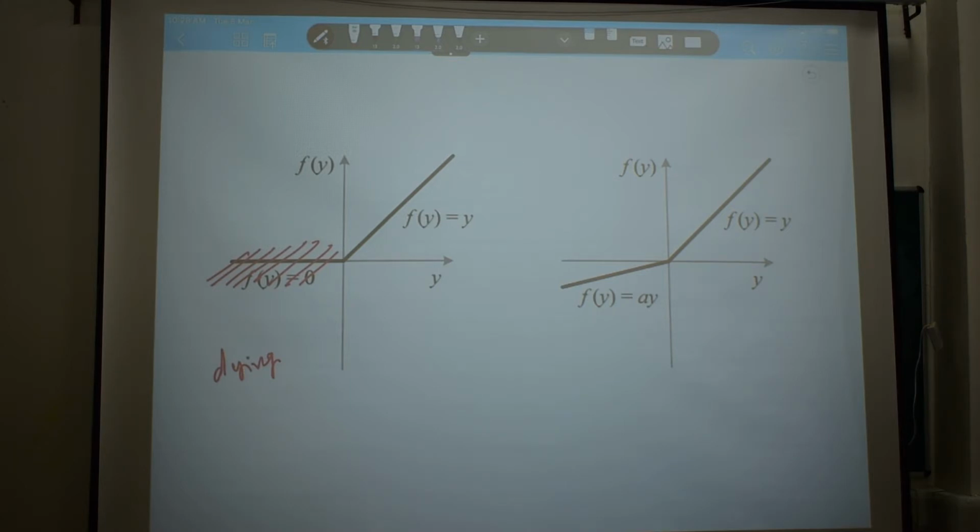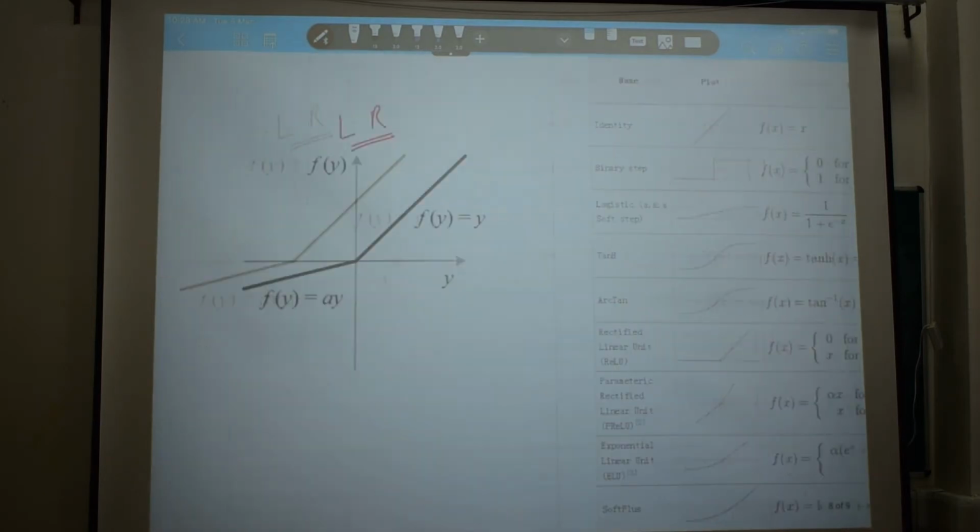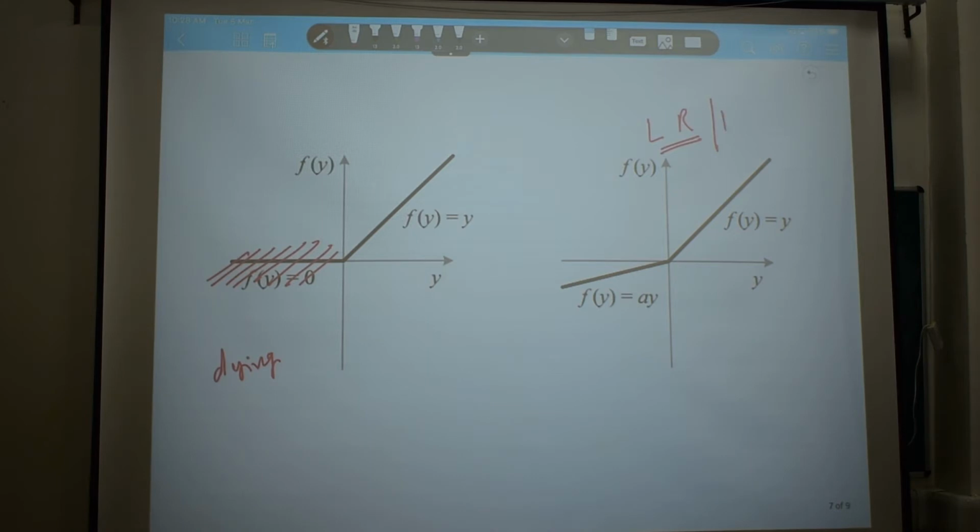To work with this dying ReLU, they have come up with a leaky ReLU. Then they have come up with the parametric ReLU, then exponential ReLU, randomized ReLU, and in the literature you read there are so many variants of this type of activation function.